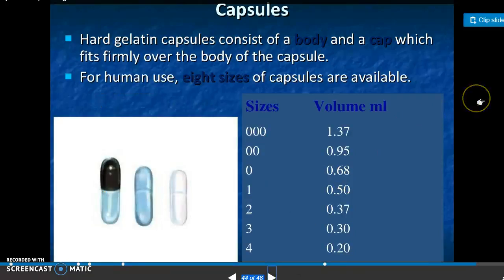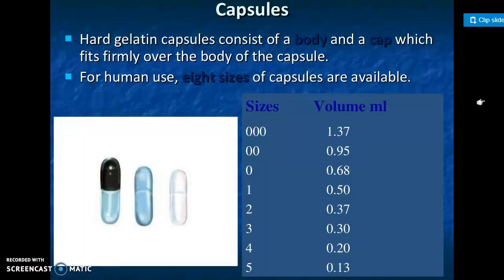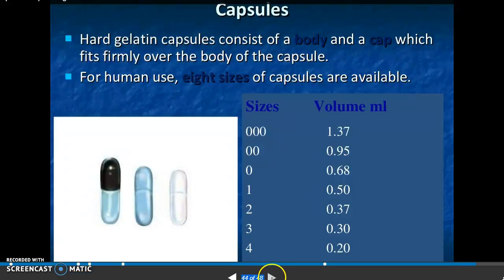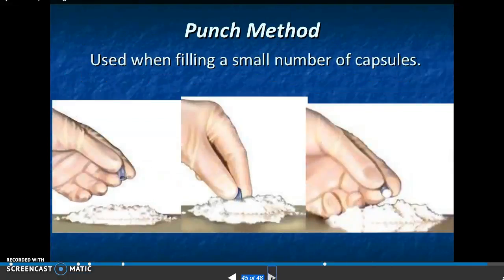All right, so another thing that is many times compounded. Sometimes you have seen the capsule, and if you break the capsule, you have powder in it. You have a hard gelatin capsule that consists of a body and a cap which fits firmly over the body of the capsule. And you have 8 different sizes. Those sizes are dependent on the amount of medication that is needed to be placed within them.